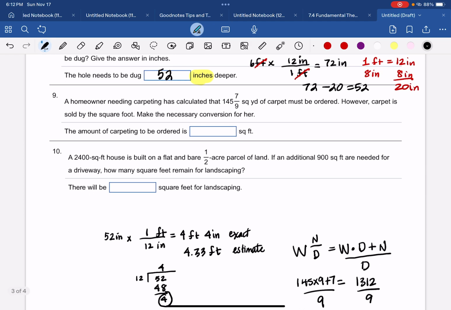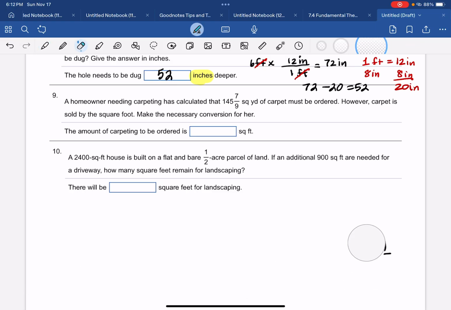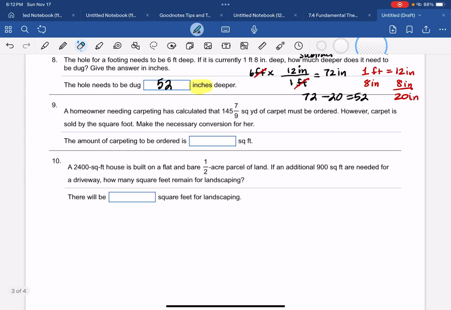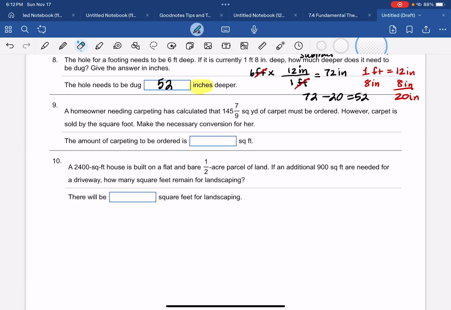Number 9, a homeowner has calculated that 145 7/9 square yards of carpet must be ordered. However, carpet is sold by the square foot, so make the necessary conversion. So we need to have square yards to square feet. So we start out with 145 7/9 square yards. We want to multiply by something that'll get rid of the square yard, so that goes in the bottom, and square feet goes on the top.